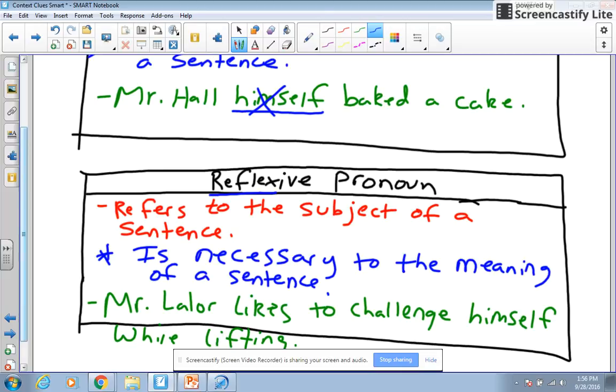Our trick to this one, this is just the opposite. So these pronouns are necessary to the meaning of a sentence. In other words, I can't take the pronoun out or the sentence would not make sense.